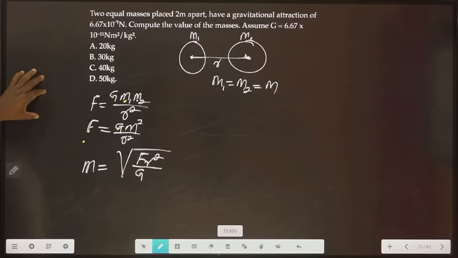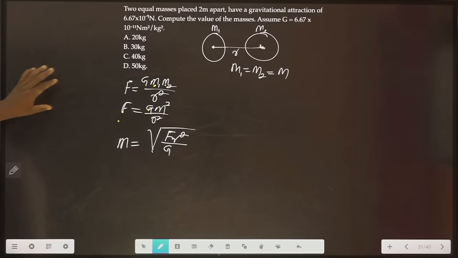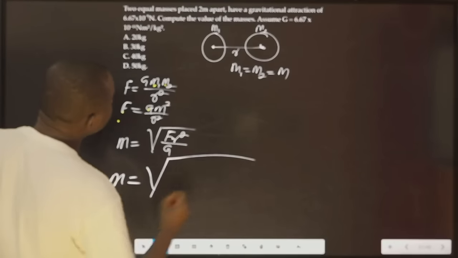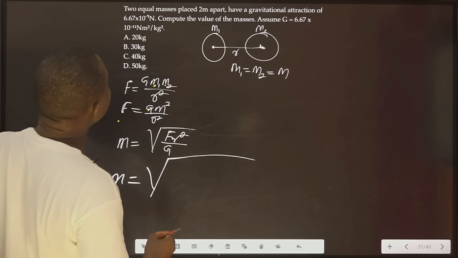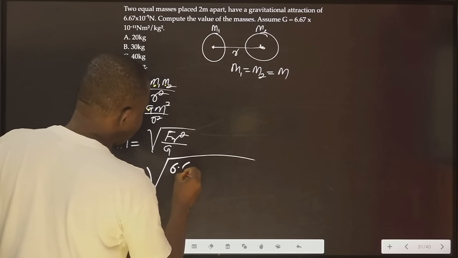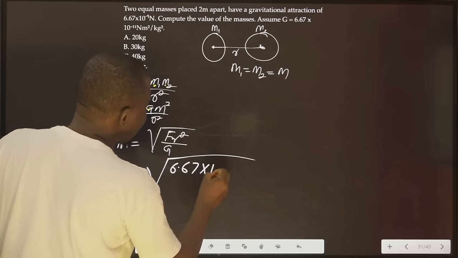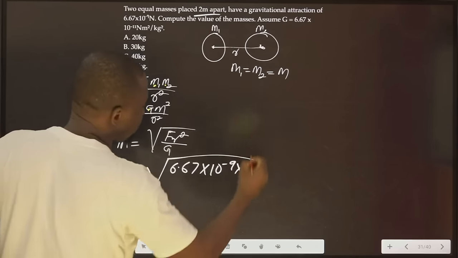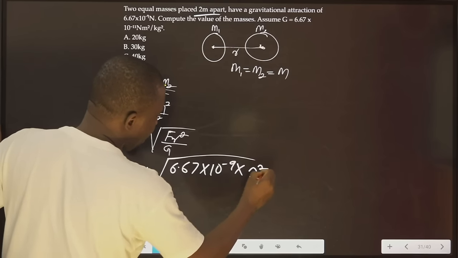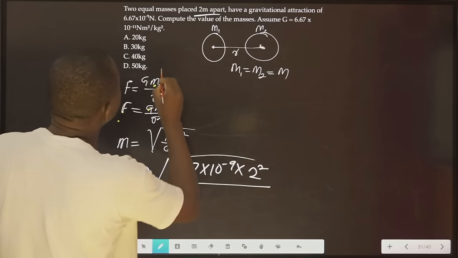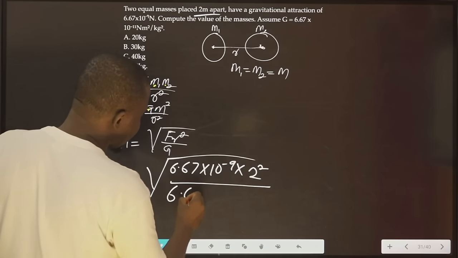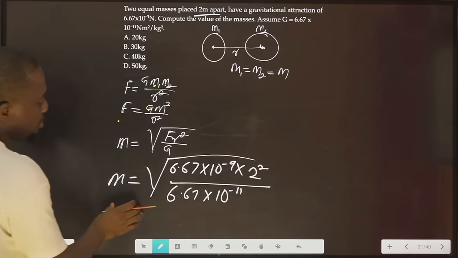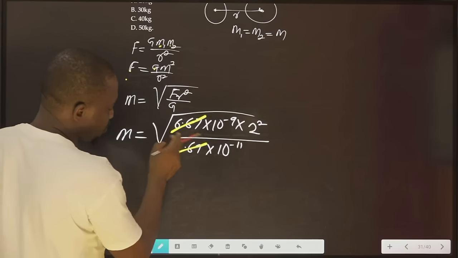Okay, now let's substitute what we have. From what is given to us, you will agree with me that the force F is this, that is 6.67 multiplied by 10 raised to the power minus 9, multiplied by r square. r is 2, that is 2 square, all over G. G is 6.67 times 10 raised to the power minus 11. That is all. You agree with me that this and this will cancel, okay?